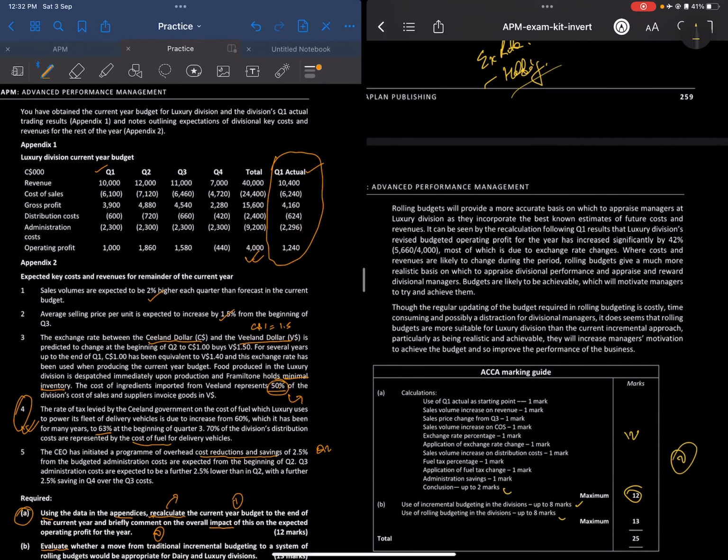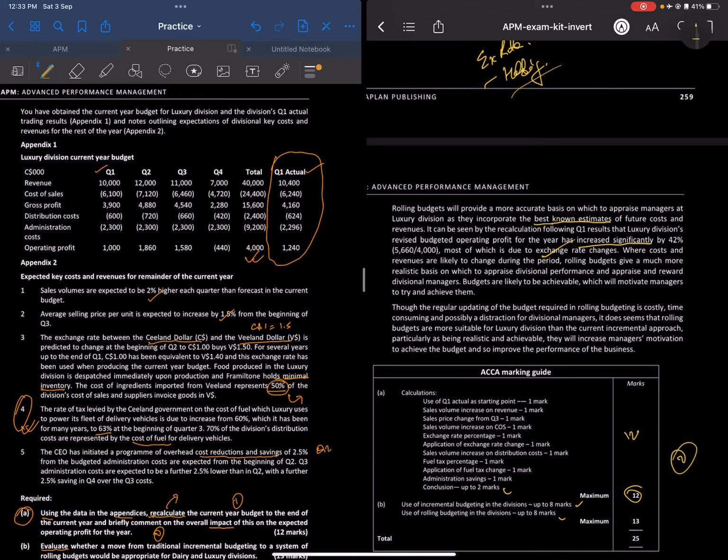Again, another thing is rolling budget will provide a more accurate basis to appraise managers at the luxury division, as they incorporate the best known estimate of future costs and revenue. So it can be seen that by recalculating the Q1 results, the luxury division's revised budgeted operating profit for the year has increased significantly by 42%. Most of it is due to exchange rate changes, right?